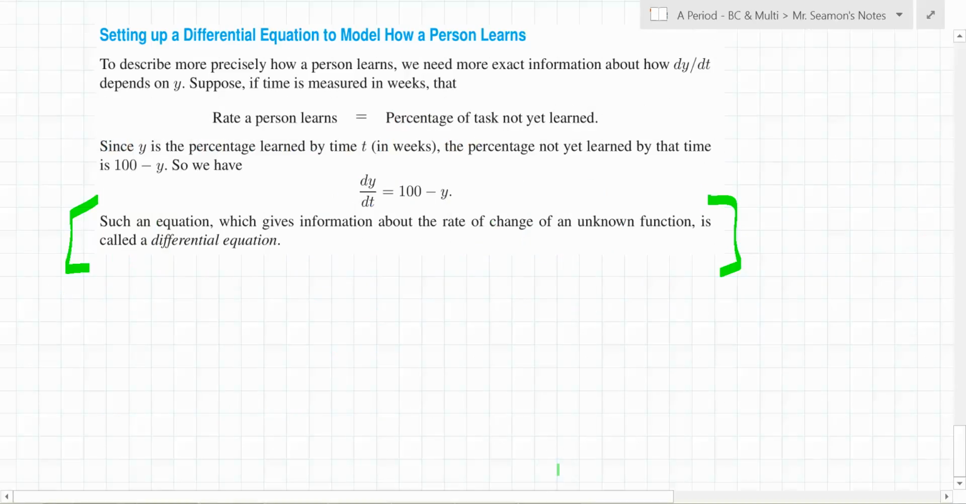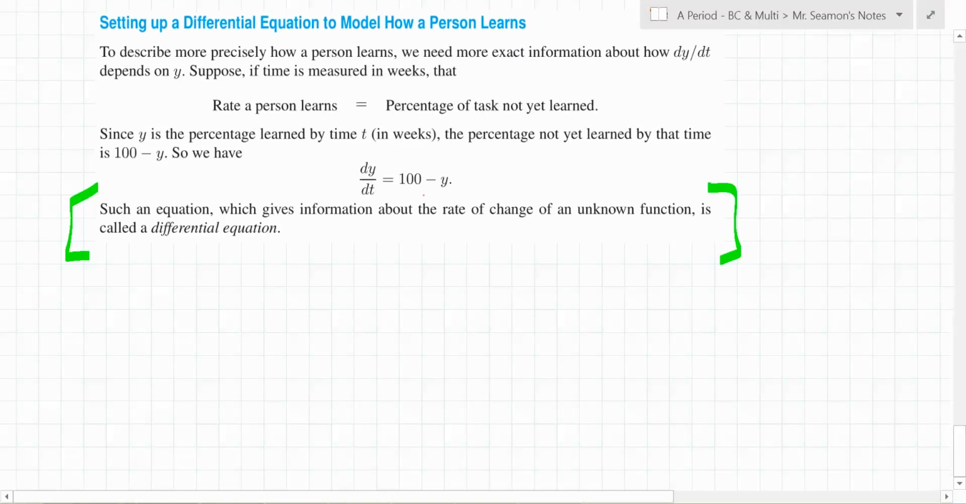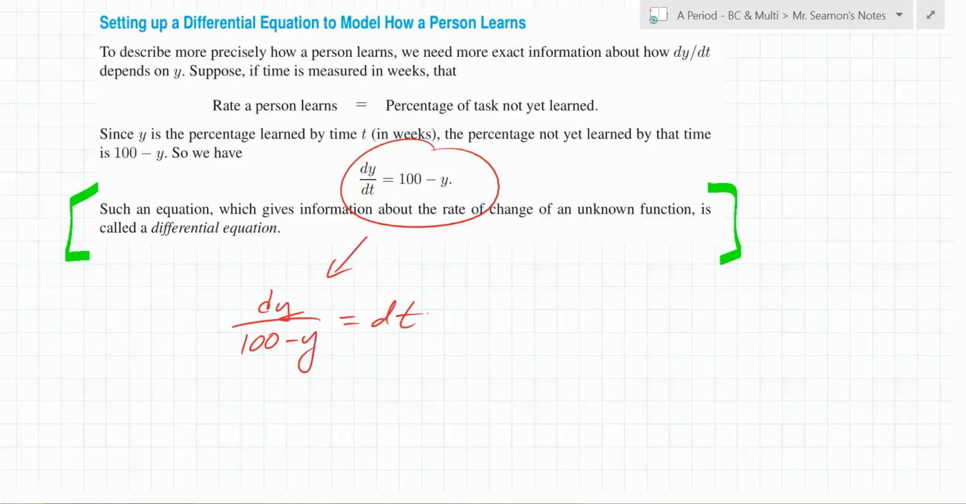Yeah, you can move the pieces around. What was the purpose of moving the pieces around? Like maybe you've done something like this. If you know that this is true, you know that dy over 100 minus y is equal to dt. What was the point of moving the pieces around like that? Ah, exactly. So if we integrated that, what does that allow us to find? y in terms of t. That's called finding the solution to a differential equation.